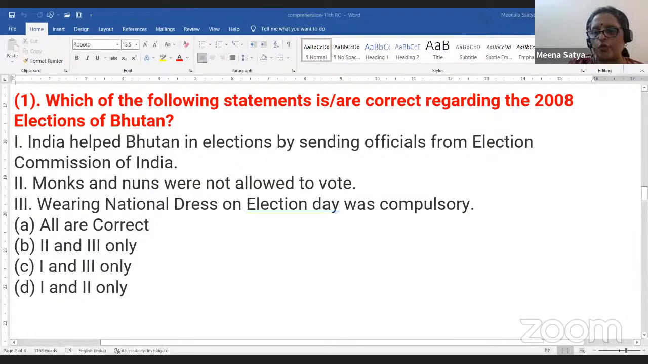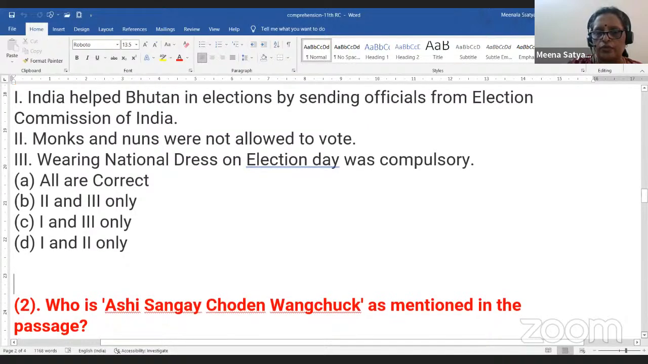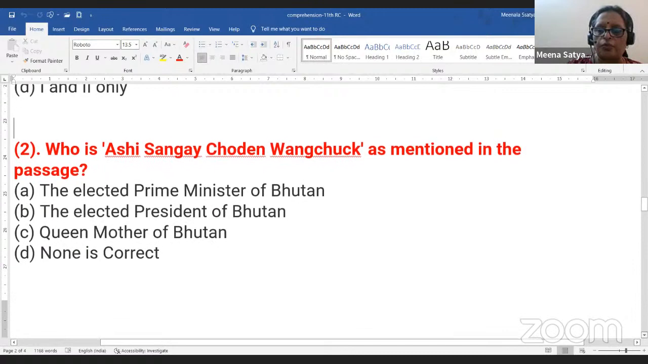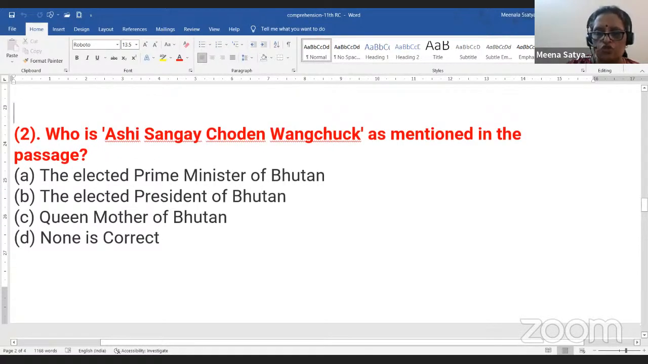Okay. So the next one that I wanted to do, yes, second question. Yes. So this is the one which is correct. Now let's see the second question.